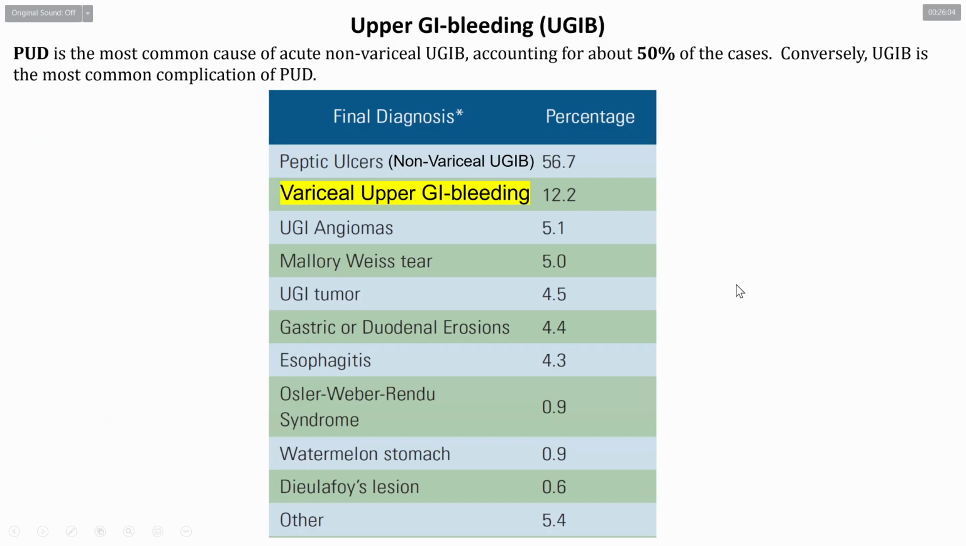Okay, now peptic ulcer disease is the most common cause of non-variceal upper GI bleeding, 50% of the cases. But there are other causes of non-variceal upper GI bleeding.